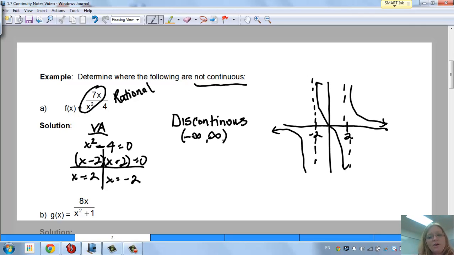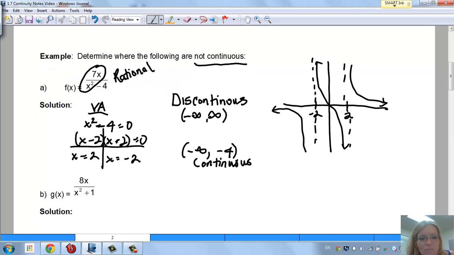But I could break this down and say, okay, is this function discontinuous, say, from negative infinity all the way up until, we'll say, negative 4. Well, if I were to come here to negative 4, I'm like, oh, this function keeps going forever up to negative 4. So here, it would be continuous on this interval because there's no holes on that interval. But if I looked at the whole thing, there would be holes. So I just want you to see that it depends on the interval that you're given. Okay, let's look at this next one.